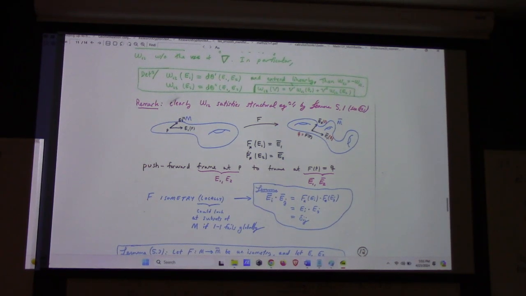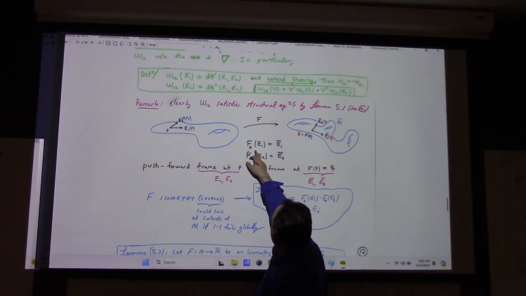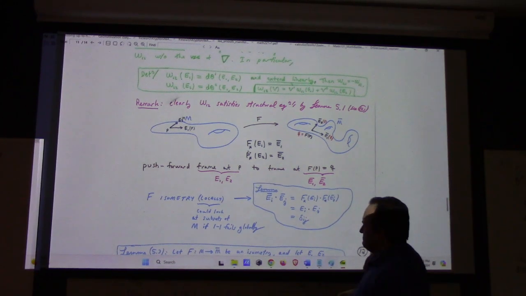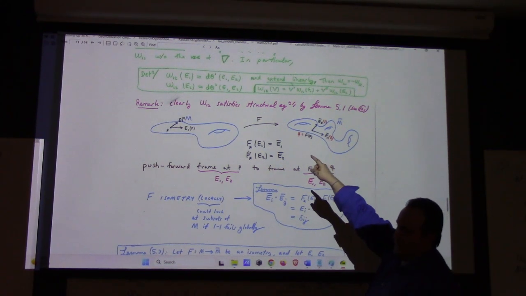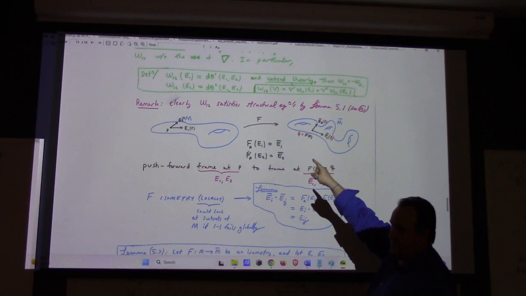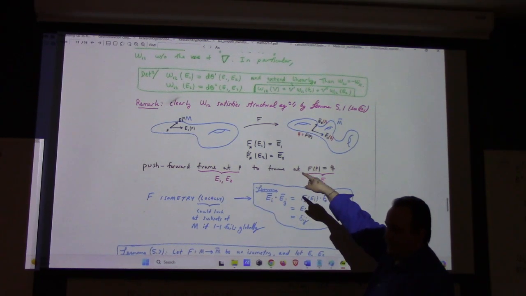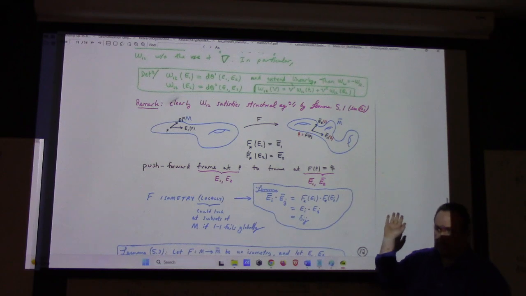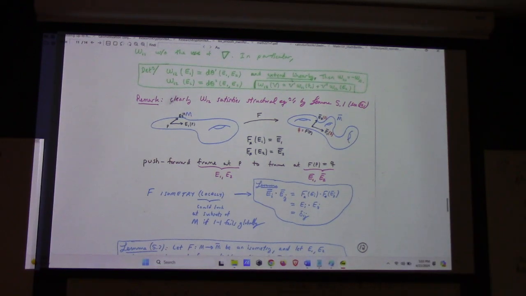Like I said, omega 1, 2 satisfies the structural equations by lemma 5.1. And if we had an isometry, we can say the push forward of E1 is E1 bar, the push forward of E2 is E2 bar. And if we define omega by the exterior derivative like that, because the push forward plays nicely with the exterior derivative and the wedge product, the connection form is going to map to the connection form is what I'm trying to get to. I think I state that more plainly in the next bit.